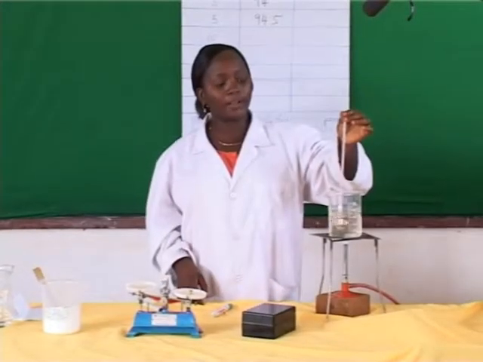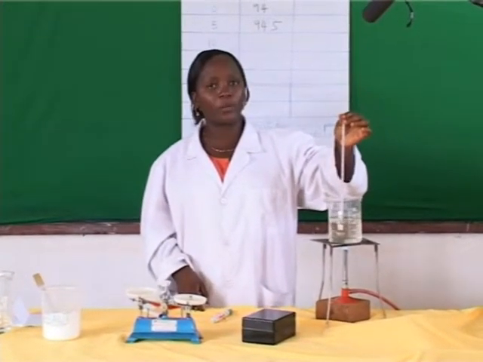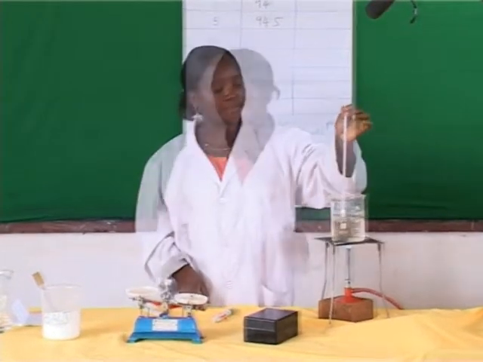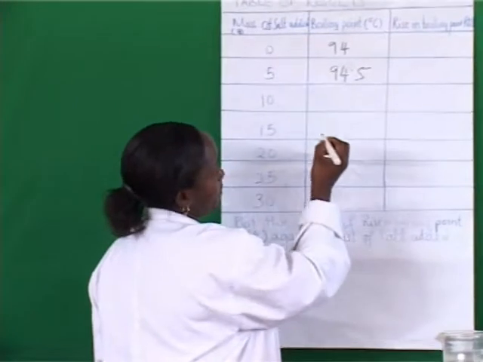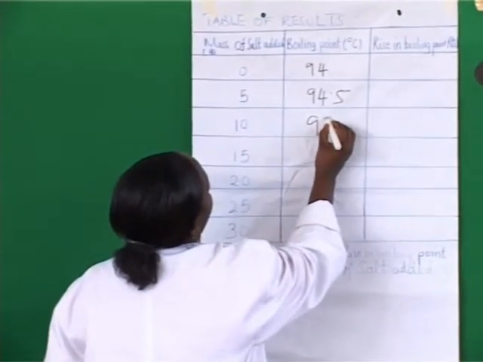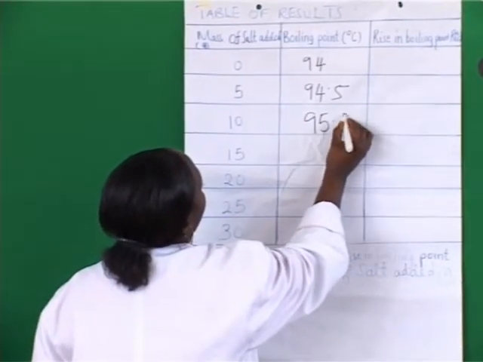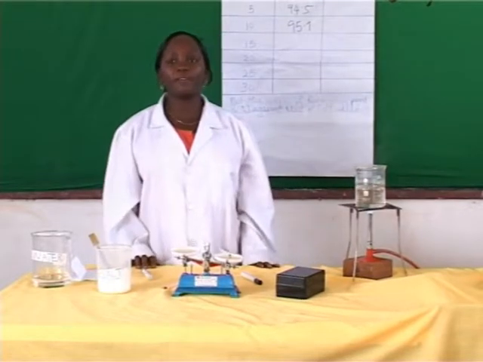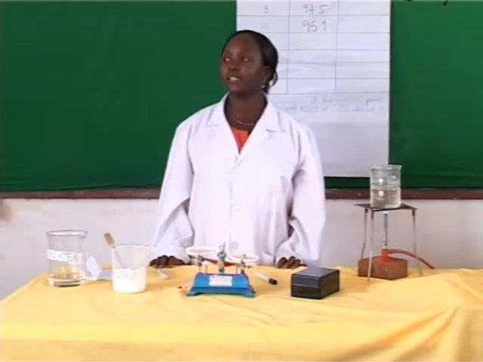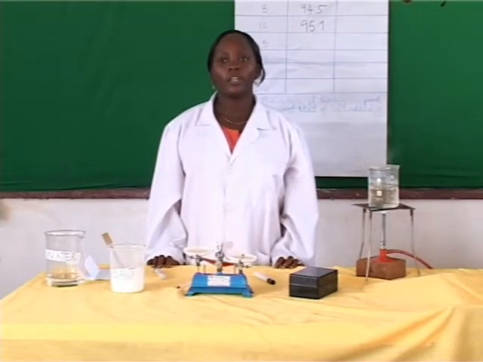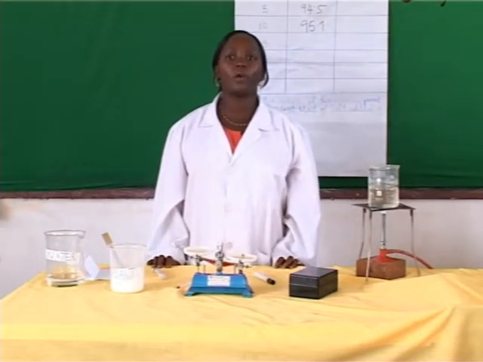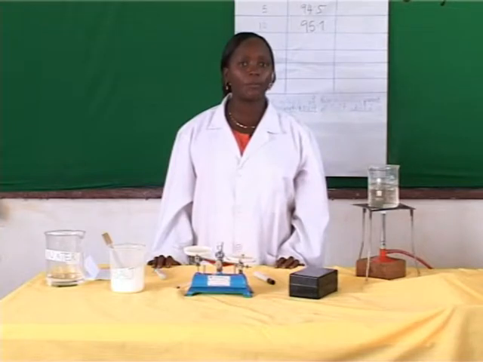The thermometer reads 95.1 degrees centigrade. Record again the boiling point. It is 95.1. Continue to add 5 grams of salt until 30 grams have been added, and each time record the boiling point of water in the table.